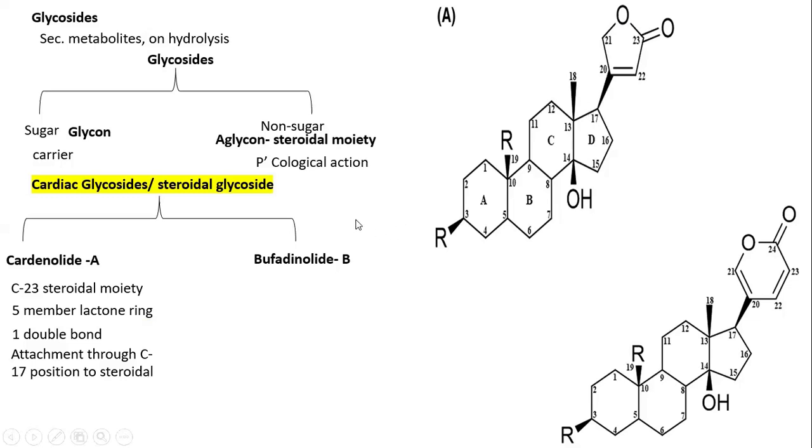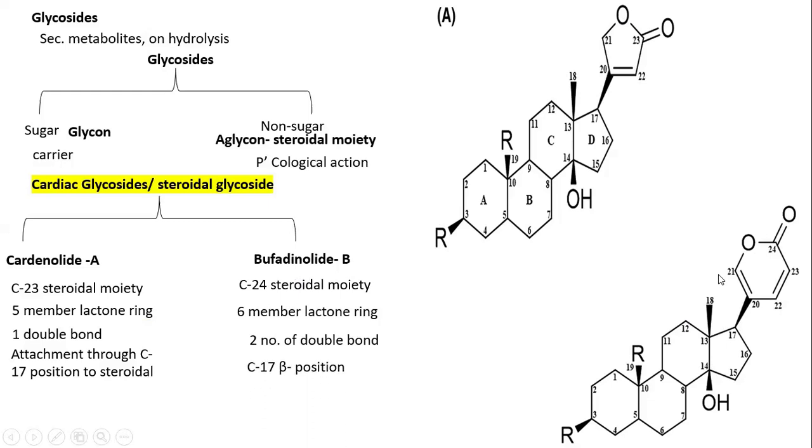Now, let's see about the bufadinolides. It has a C24 steroidal moiety, where a six-member lactone ring is present. It shows two double bonds in the structure, and this lactone moiety is attached to the steroidal moiety through the beta 17 position. Likewise, these are the differentiating points between them.